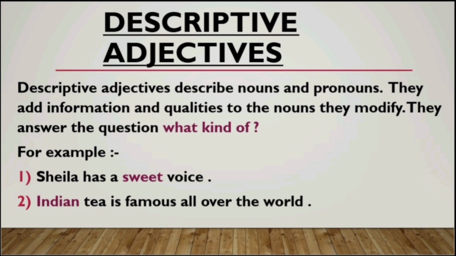That is an adjective of quality because it describes the quality or the characteristic of a noun that they indicate or modify that way. The next example is Indian tea is famous all over the world. It is describing tea, right? So therefore it is an adjective which is descriptive in nature and is also a proper adjective because it starts with a capital letter. What kind of tea? Indian tea.